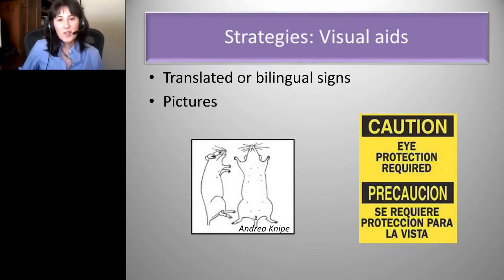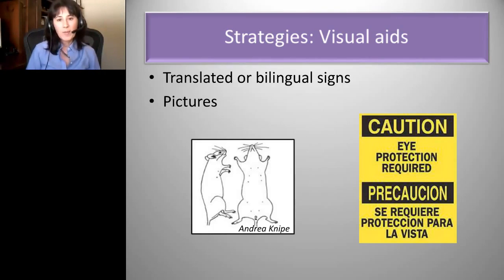Okay, and this is another easy strategy that can be implemented in any of your main kinds of interactions or trainings that you do. Now, the translated or bilingual signs, that sometimes isn't so straightforward. Some institutions, not a big deal, translate signs in all different languages. Other institutions, it's not allowed, so that really depends on institutional policy.